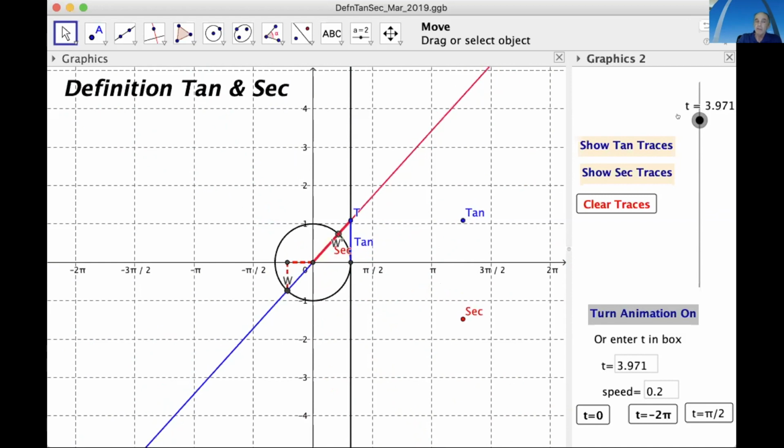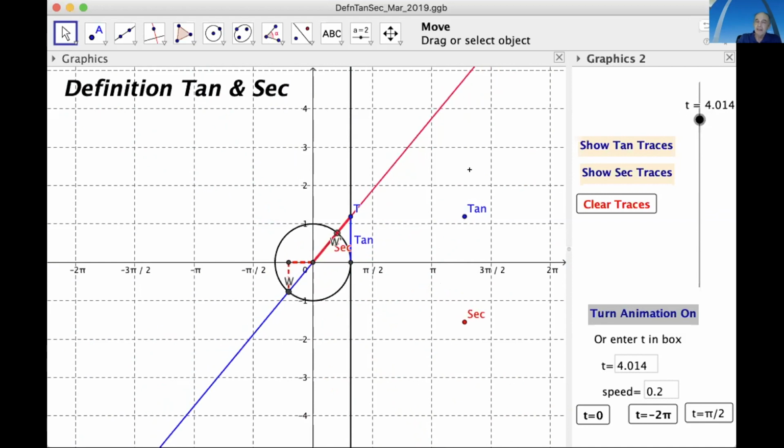The other thing I like about it is you can show that the tangent has period pi, not 2 pi, because if this is your point here and you go another pi, you get a point diagonally opposite. Well, it's the same line that goes through the origin and those 2 points. So no matter whether you're here or here, you get the same value of tangent. So hence tangent has period pi, not 2 pi.